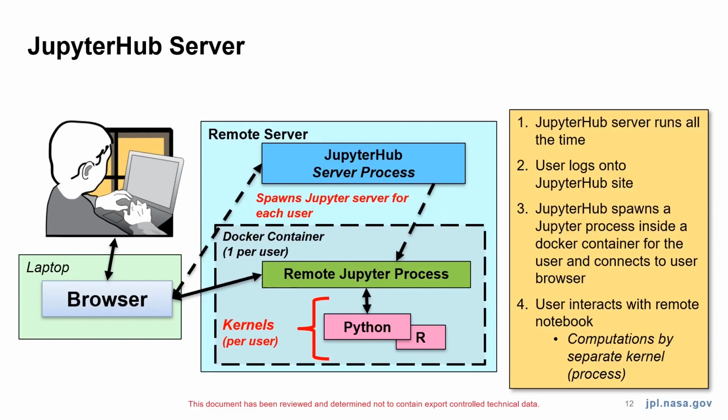JupyterHub is provided by Project Jupyter to support deployments of multi-user notebook servers. In this case, the JupyterHub server is constantly running on a remote server. When a user logs in, the server spawns a single-user notebook server, as described on the previous slide, for that user. From there, the user is able to interact with their single-user server, the same as before.